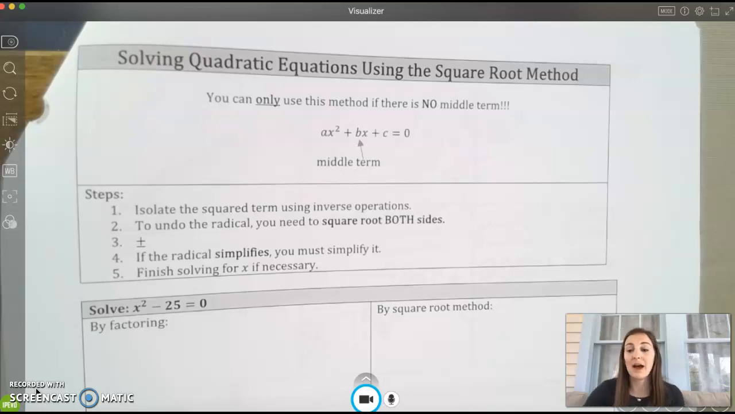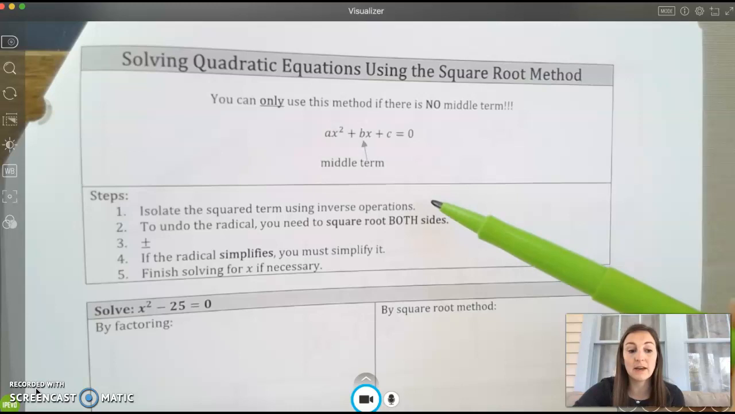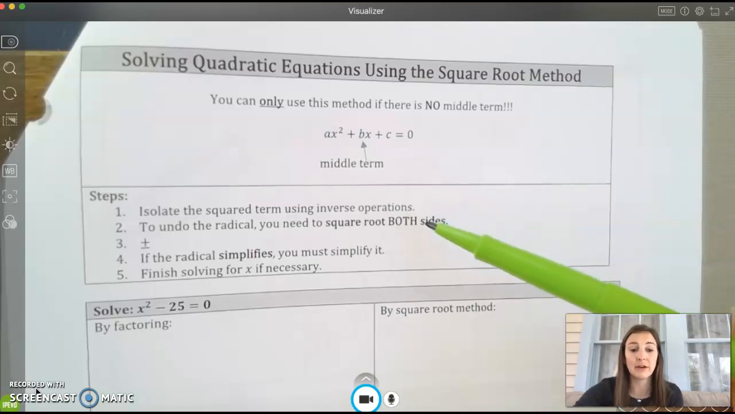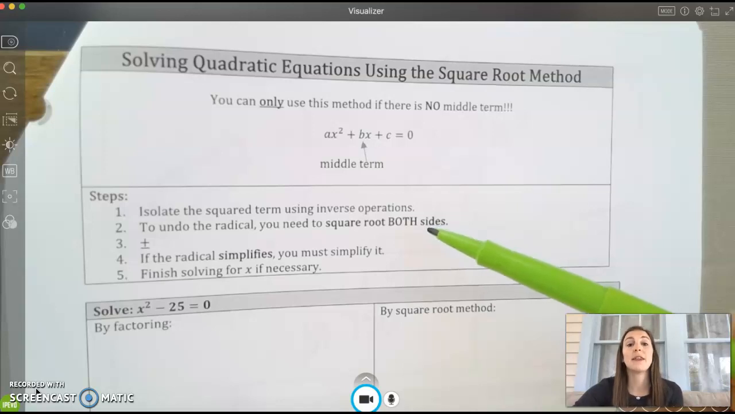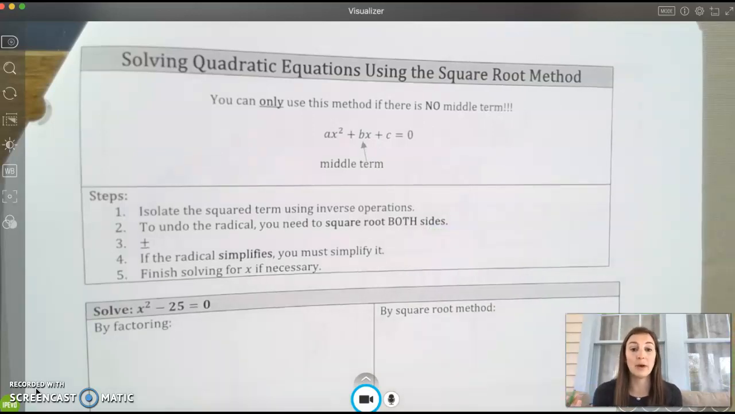So what we want to do is isolate the square term using inverse operations, meaning if we want to get rid of multiplication, we're going to divide. Then we're going to undo the radical and square root both sides. As we've talked before, the square root and the square are inverse operations, just like multiplication and division, addition and subtraction, they undo each other. So if we see a square, we're going to take the square root to get rid of that x squared. And then we're going to add a plus or minus.